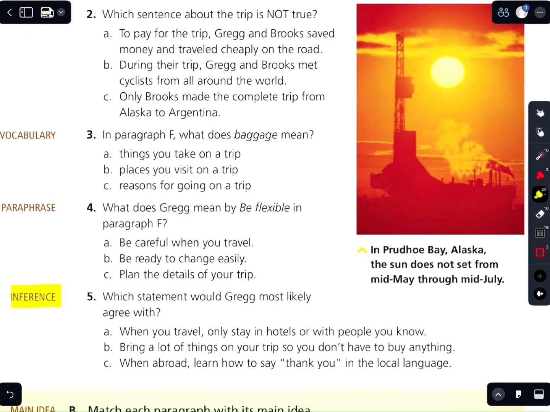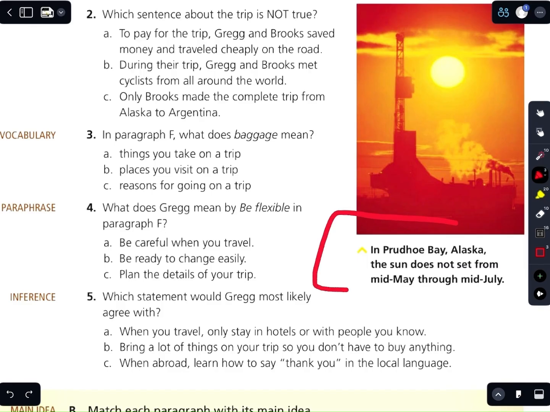Inference. This is also really good as well. This is trying to figure out what the writer is saying, what you can get from the reading passage. So which statement would Greg most likely agree with? When you travel, only stay in hostels or with people you know. Bring a lot of things on your trip so you don't have to buy anything. When abroad, learn how to say thank you in the local language. So you can think about what he would agree with, what he would say, yes, that's a good thing. And you can know that by inferring, by reading the passage again, and thinking about what type of person Greg is.